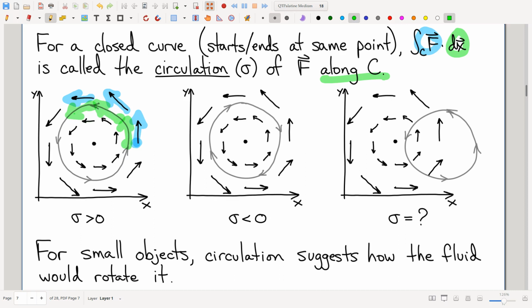So when you look at this dot product, when you look at f dot dx, and you're measuring the extent to which the fluid is moving the same direction the curve is, you're also kind of measuring the extent to which the fluid has a kind of a rotational aspect to it. Okay, and thus the name circulation. It's a pretty natural choice of words.